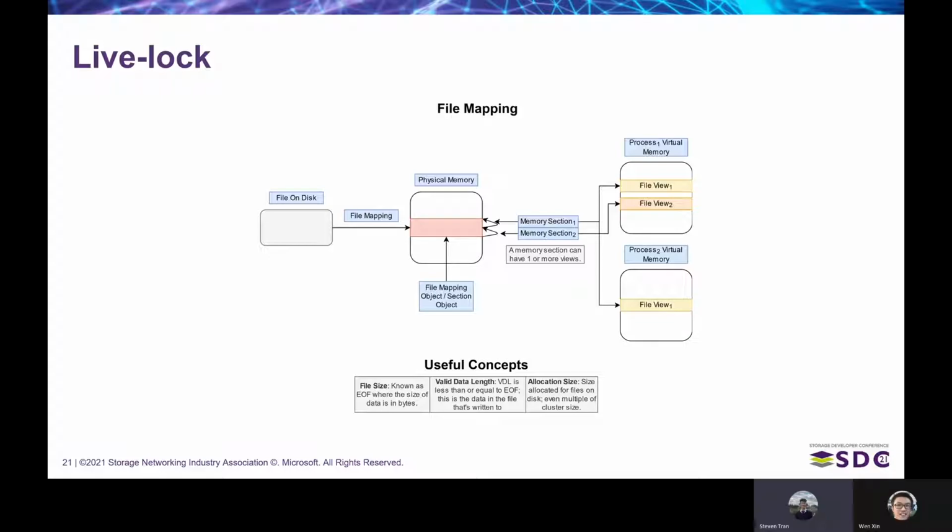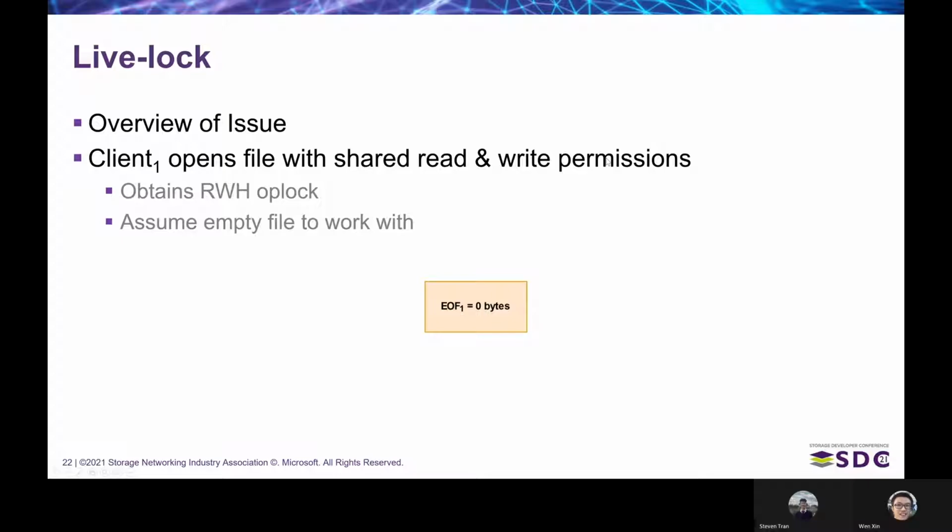So now if we navigate to the issue itself on the next slide, let's examine step by step how the issue can be reproduced. So we assume that there are two clients and one server machine with an SMB share that is hosted on the server machine. And let's also assume an empty file to work with on the SMB share. We can assume client number one opens the empty file with shared read and write permissions.